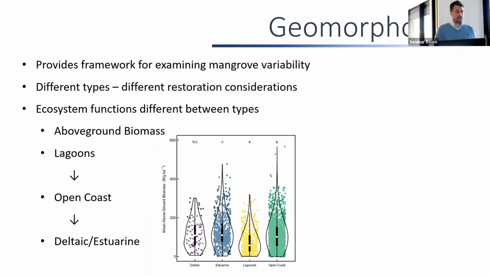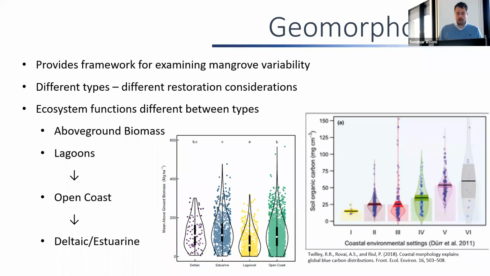It's also important because different types, so deltas versus lagoons, have different restoration considerations. You wouldn't restore them in the same manner. And finally, ecosystem function differs between different types. What we found was that the above ground biomass was lowest in the lagoonal areas, then in the open coast, but highest in those deltaic or estuarine zones where there's large influx of terrigenous sediment. And those mangrove trees get bigger, as you would expect.